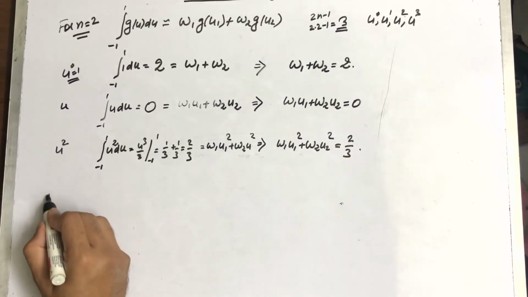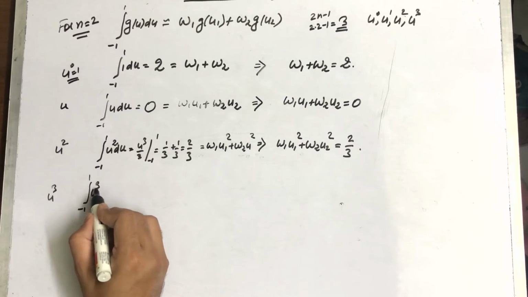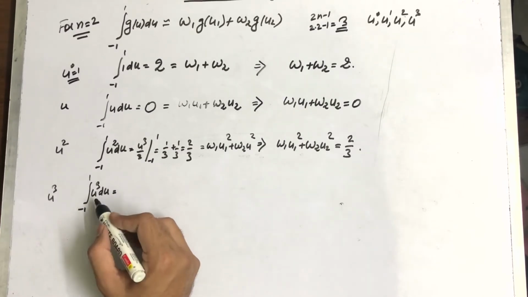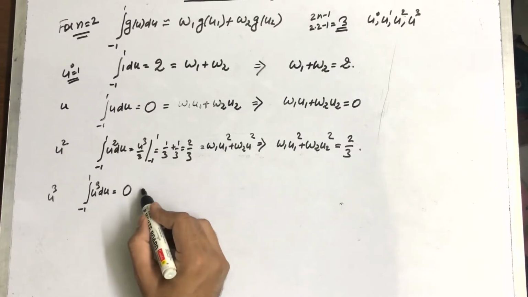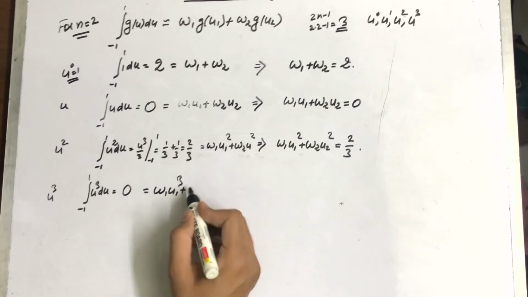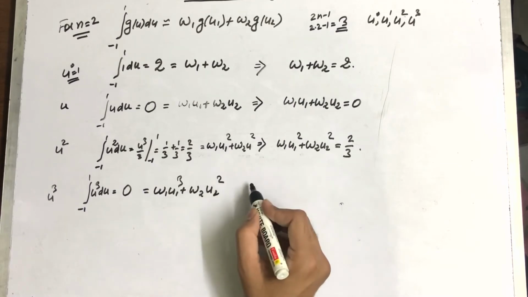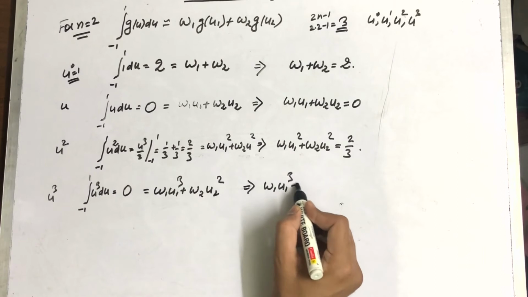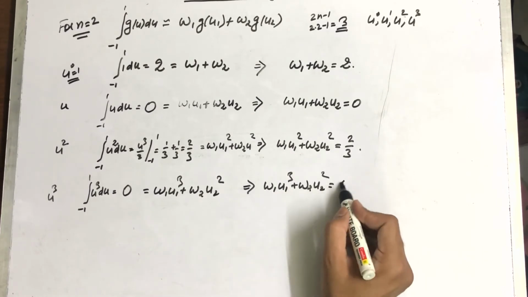And for the last, the integral of u cube from minus 1 to 1, u cube du. Very easily, this is u power 4 by 4, that is 1 by 4 minus 1 by 4, 0. And on the right hand side, w1 u1 cube plus w2 u2 cube. And the final equation becomes w1 u1 cube plus w2 u2 cube will be equal to 0.